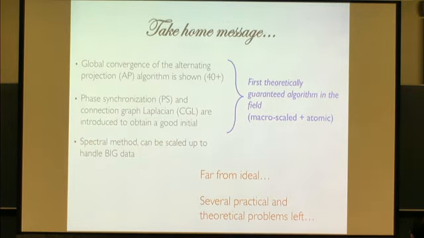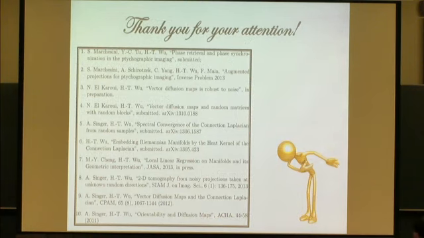And the take-home message is that we have a globally convergent alternating algorithm for a problem that has been open for 40 years. And this phase synchronization, graph connection Laplacian can help you. So this will be the first theoretically guaranteed algorithm in the field, which helps you to get a very big sample in atomic resolution. And sure, it's far from ideal. There are several open problems inside, and we are working on this. Thank you for your attention.